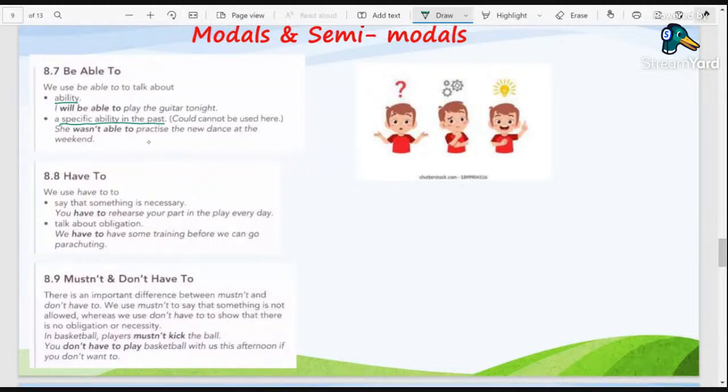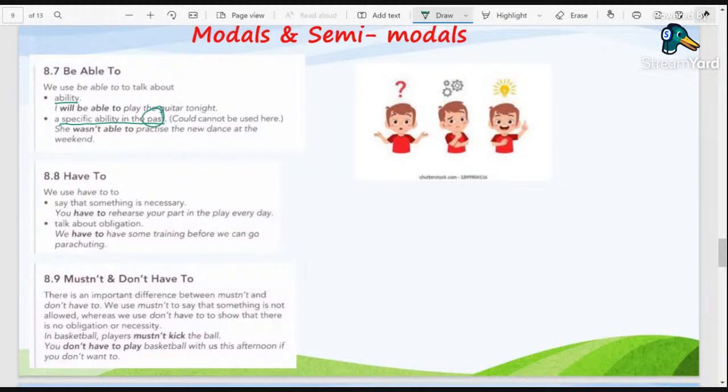She was not able to practice the new dance at the weekend. Ataupun she was able to come but the weather was not permitting. Contohnya lah. Okay, yang penting dia cakap benda yang berlaku di in past.